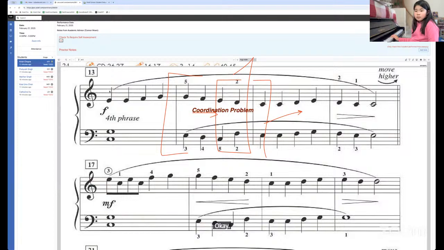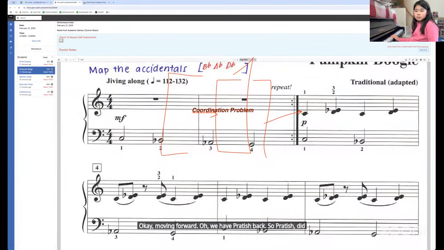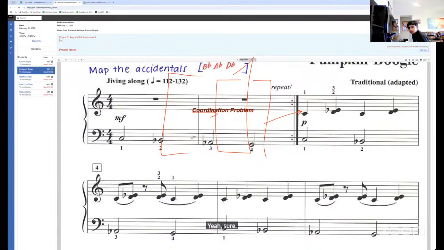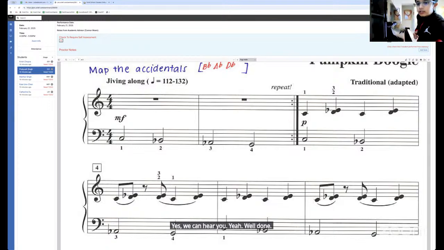Okay. Moving forward. Oh, we have Pratyush back. So Pratyush, did you want to try to perform for us? Yeah, sure. Is it fine now? Yes, we can hear you. Yeah, well done. Okay, great. Let's hear it. Yeah, I just switched the computer. Okay, great.